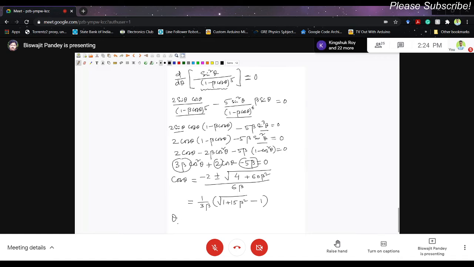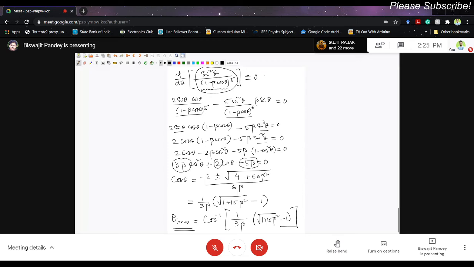So θ max can be written as cos inverse of 1 over 3β times the square root of 1 plus 15β² minus 1. So this is the angle along which maximum power will be emitted. Now remember the angular dependence: sin² θ divided by (1 − β cos θ) to the power 5. So dP/dΩ was something multiplied by this.